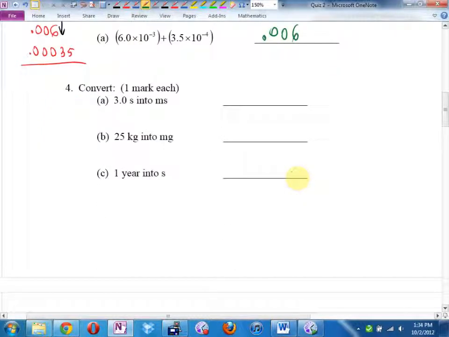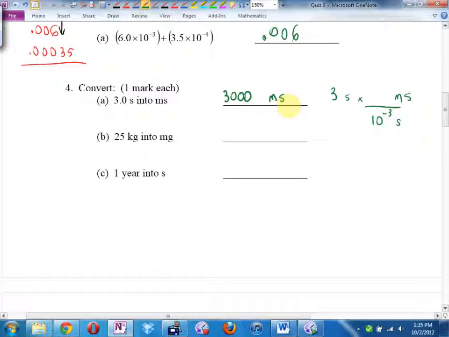Conversions, 3 seconds into milliseconds. I'm going to go 3 seconds times, I want seconds on the bottom, milliseconds on the top. I'm pretty sure milli is 10 to the negative 3, and that always goes next to my base units. Do you get 3,000? Yes? Yeah.